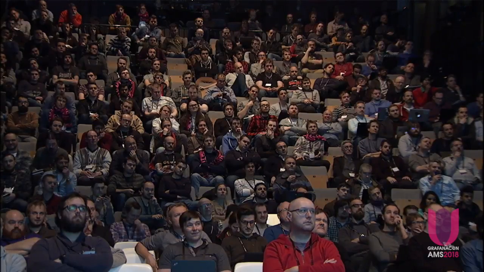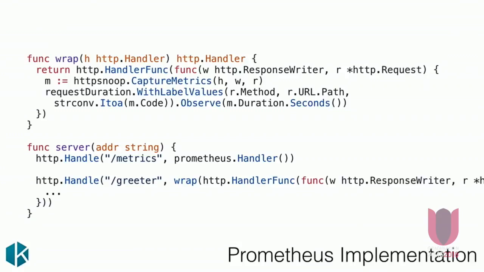You take your HTTP handler in Go, and we wrap it in a piece of middleware, and all this middleware does is run the handler. It's in this HTTP Snoop Capture Metrics. This will run the handler and return a whole bunch of metrics.